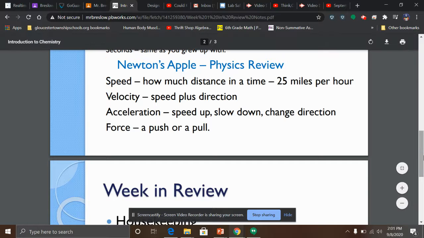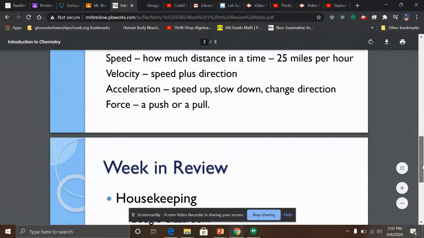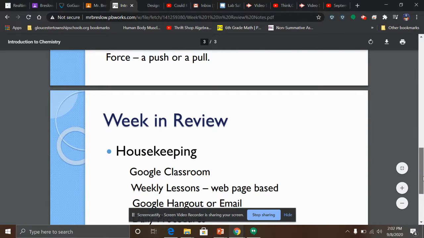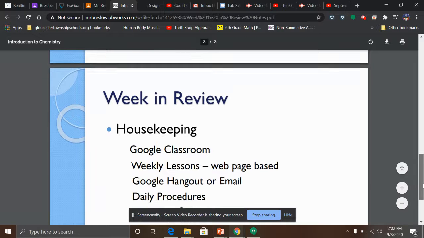For your very quick physics review from last year, speed is how much distance in a time, like 25 miles an hour. Velocity is going to be speed plus direction, so 25 miles an hour north, which is how you and I can have the same speed, but have a different velocity because we're going in different directions. When I talk acceleration, that's speeding up, slowing down, changing direction, and a force is just a push or a pull. And again, that was a real quick review of your physics from last year, just to refresh your memory. And you might see me do Newton's apple from time to time just to keep that stuff fresh in your mind, because in 9th grade, you're probably going to be starting with physics.